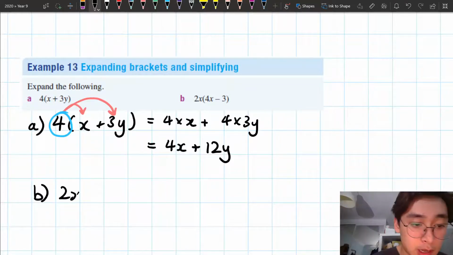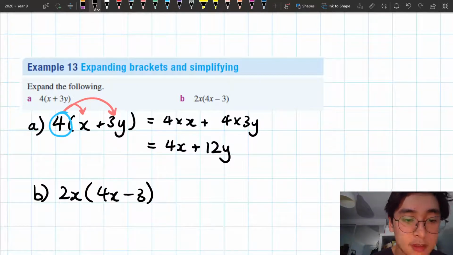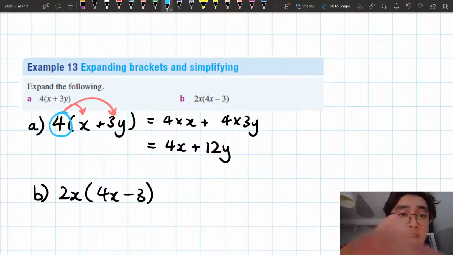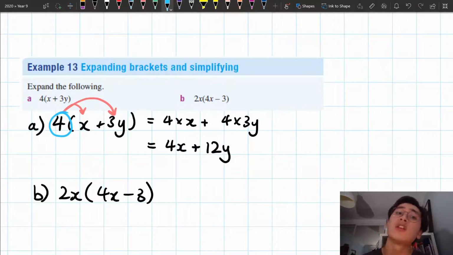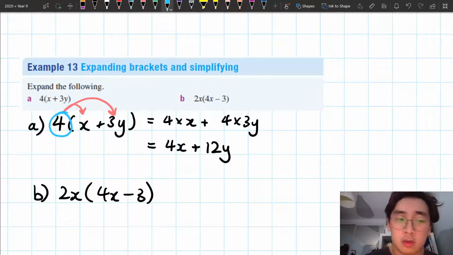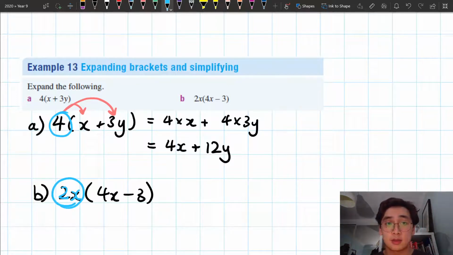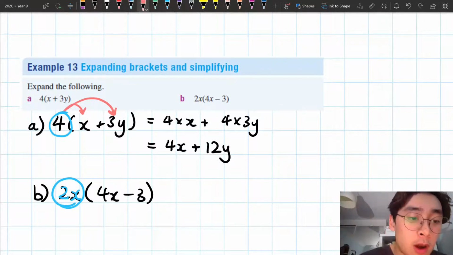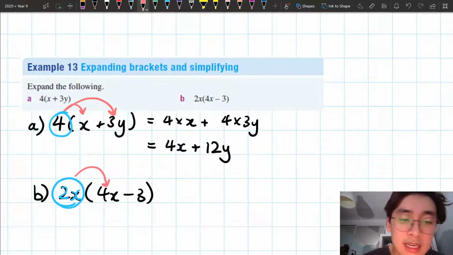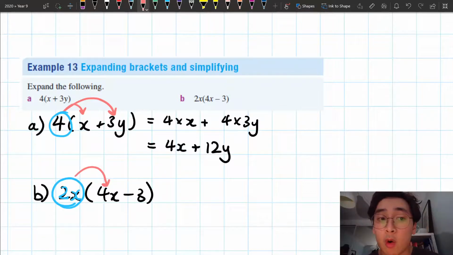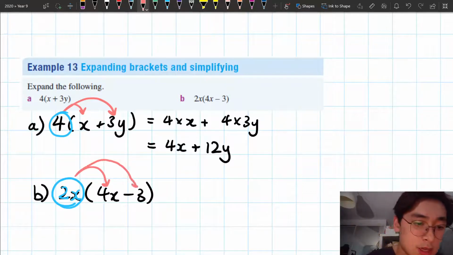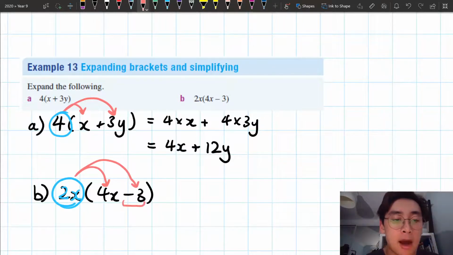Okay, the second example here. I've got 2x bracket 4x minus 3. For this example, everything outside my bracket is going to multiply with everything inside my bracket. So here, I'm not just going to multiply by the 2. I'm not just going to multiply by the x. I'm going to multiply by 2x. And as I did before, I'm going to connect these with all my terms inside my bracket. So that's going to connect with my 4x, and it's also going to connect with my minus 3.